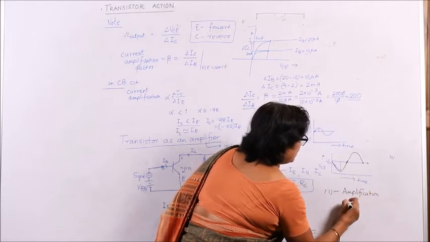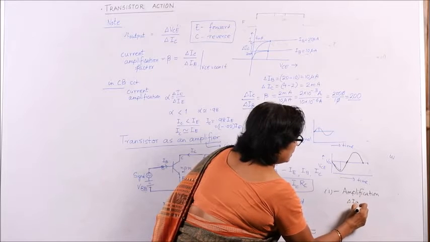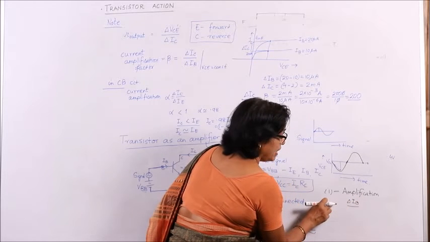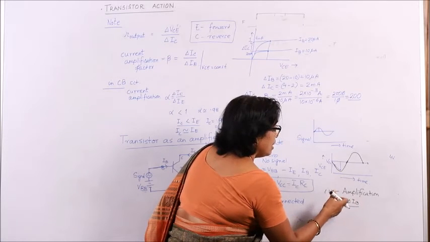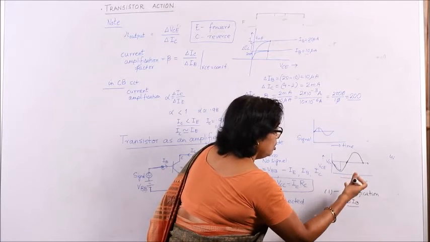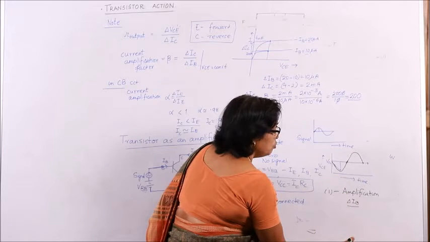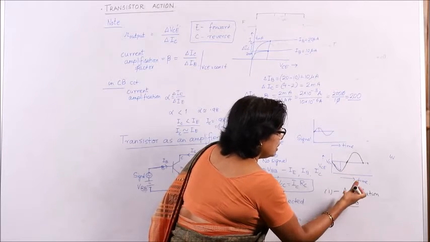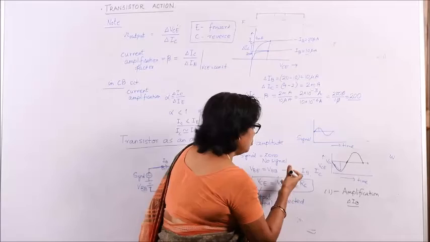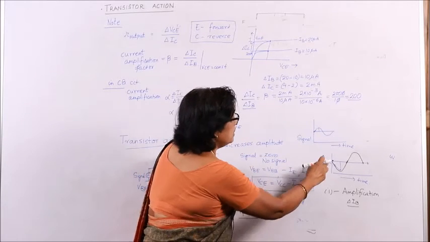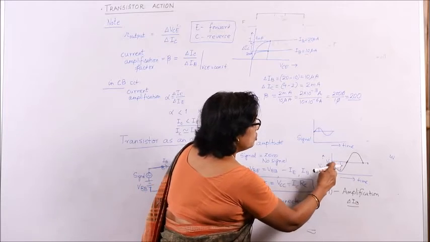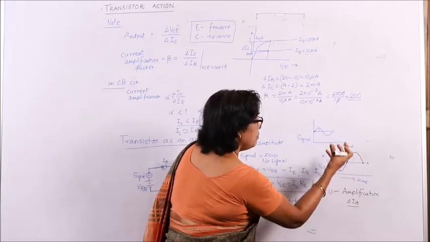Means when delta IB changes, why does it change? Because the signal is there. As the signal changes, IB changes. When the signal is positive, IB increases. If the signal goes negative, IB decreases. When IB increases, IC also increases. IC increased but VCE decreases, so VCE goes negative. But the amount is beta times.